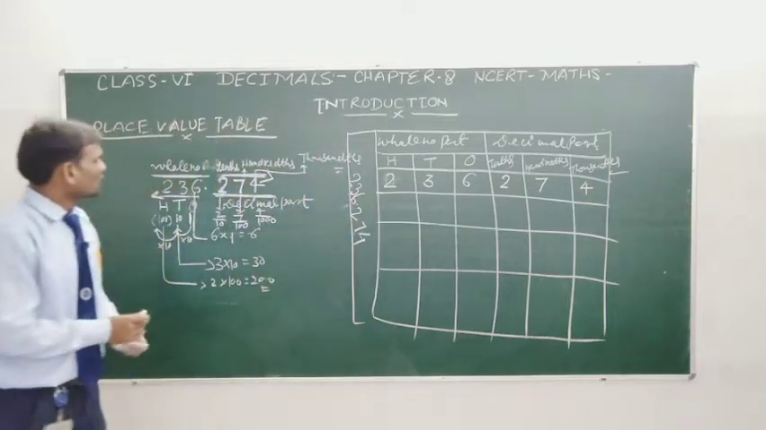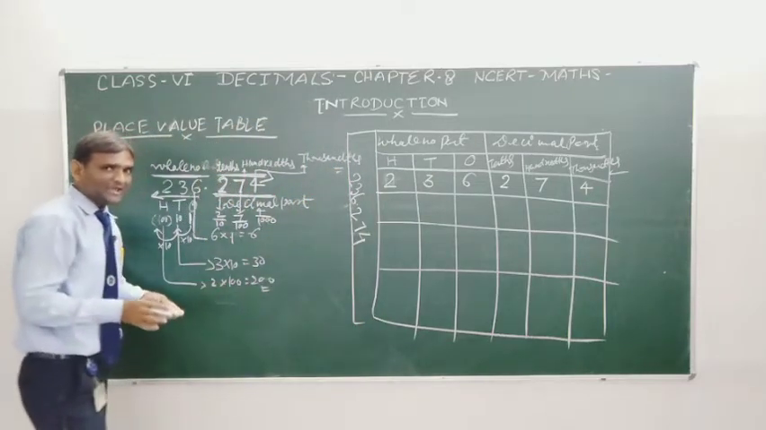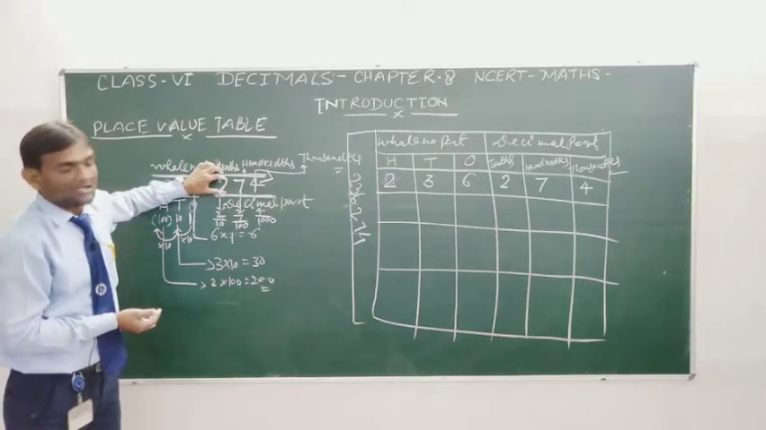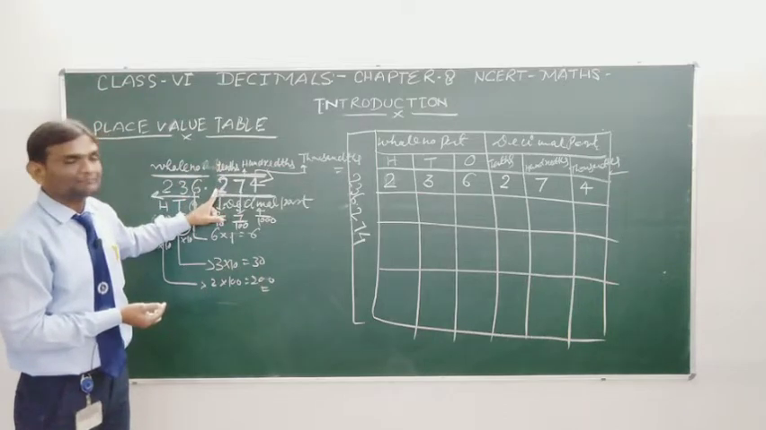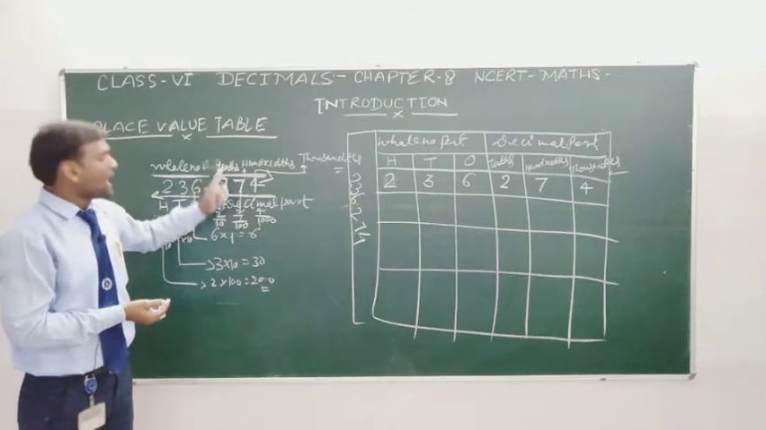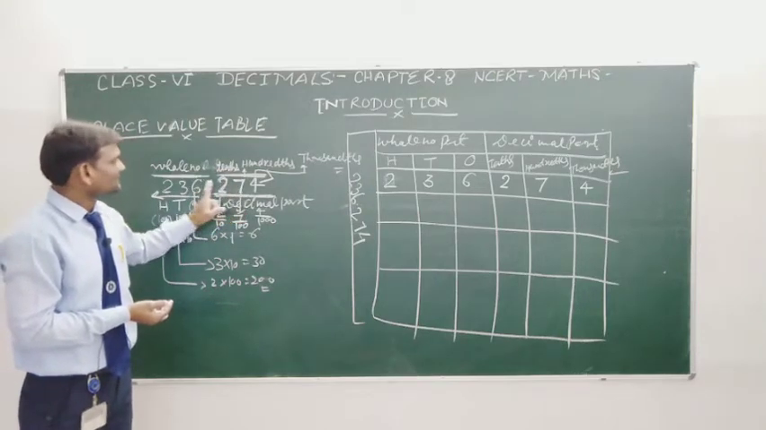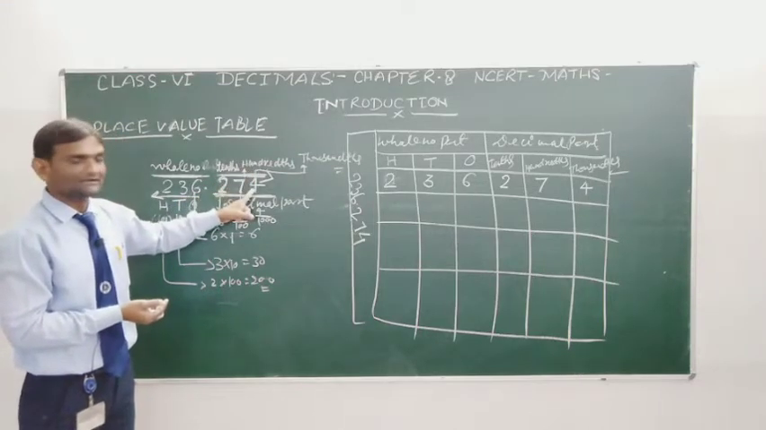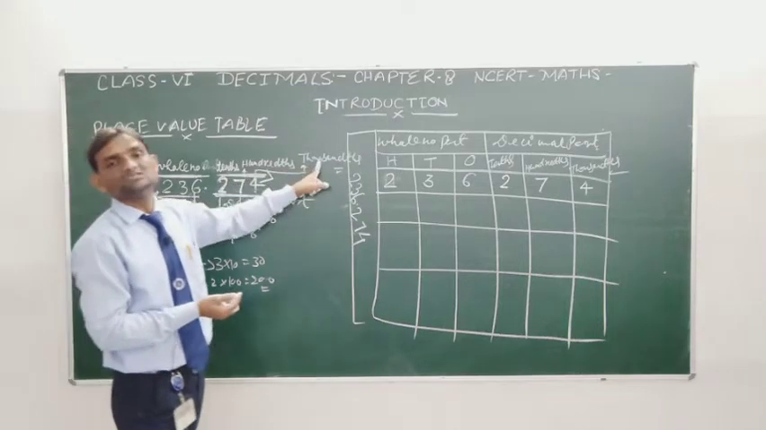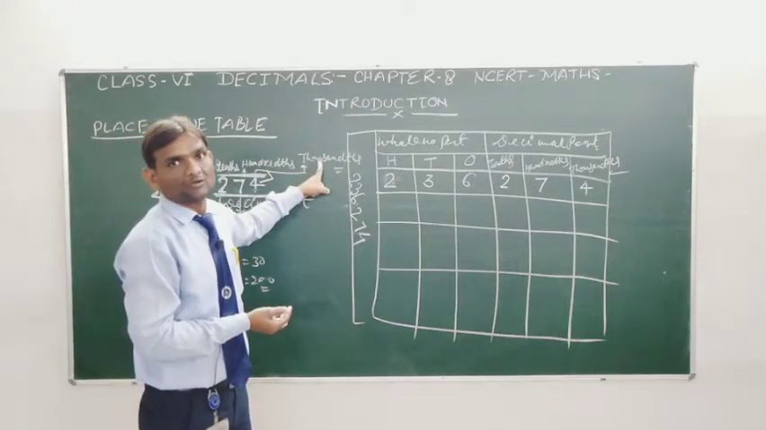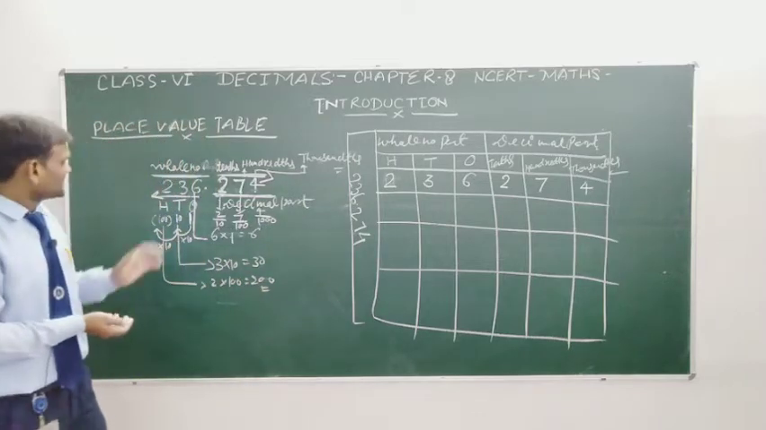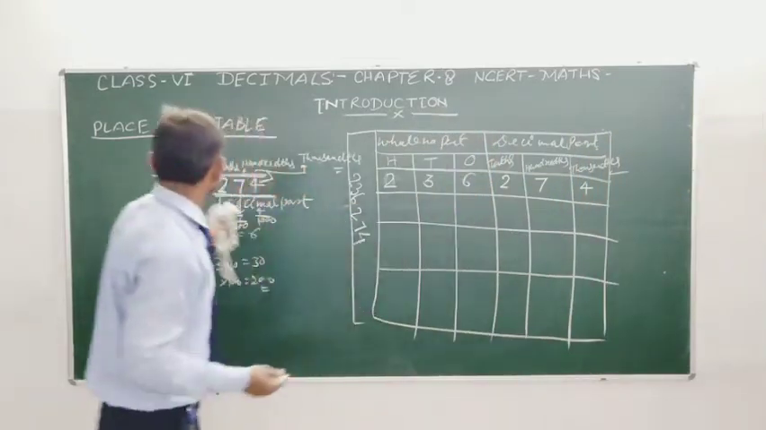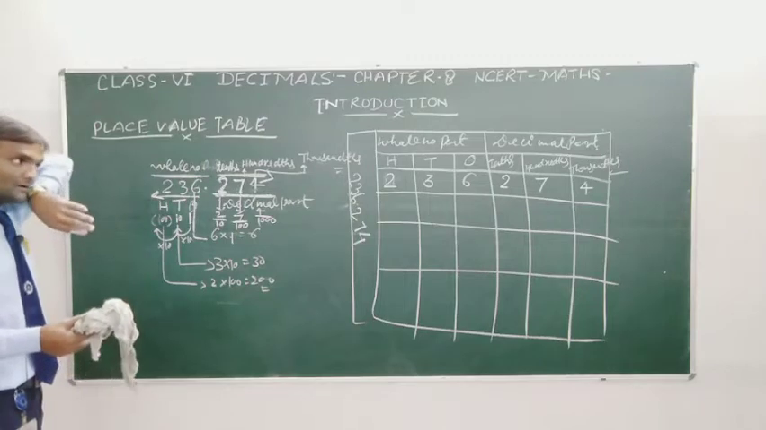So student, one thing more you need to understand here: the first digit after the decimal point is called the tenths place, the second digit after the decimal point is called the hundredths place, and the third digit after the decimal point is called the thousandths place. One thing more we want to tell you about zero. I hope you have understood this concept.